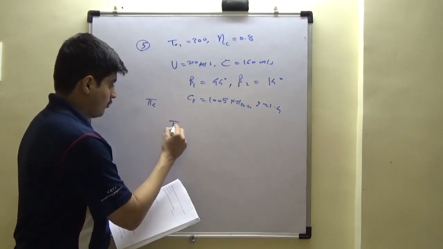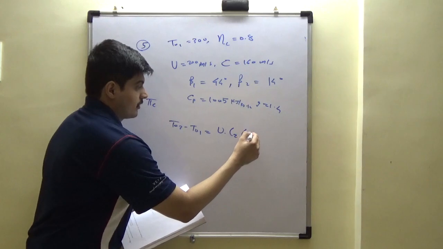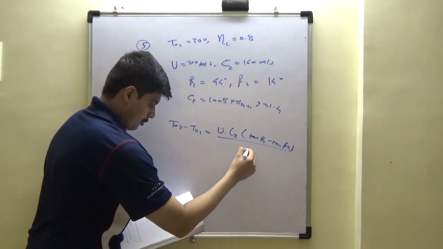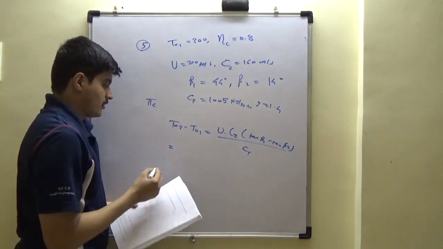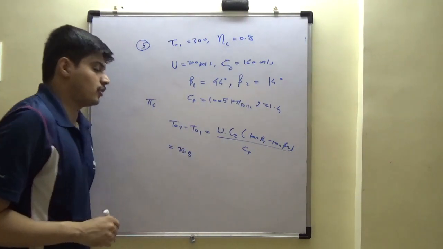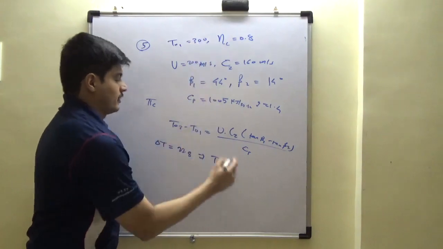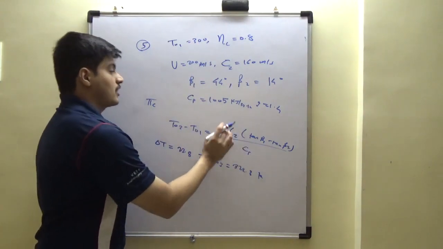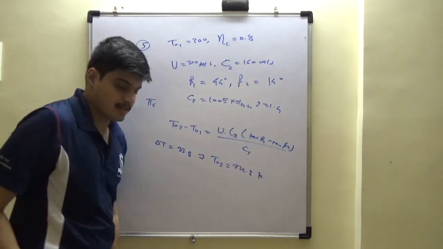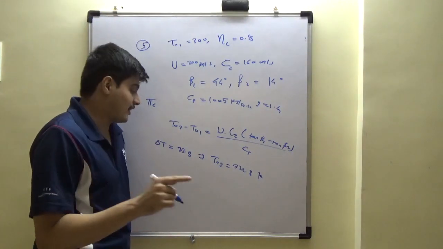Now, what is T03 minus T01? U, Cz, tan beta 1 minus tan beta 2. This is Cz axial upon Cp. Therefore, if you substitute this, what will be the delta T? 22.8. That means what is T03? 322.8 Kelvin. You just have to substitute these numbers. 200 into 160 upon 1005, tan of 44 minus tan of 40. And that is not equal to tan of 30. Please don't make that arithmetic error.